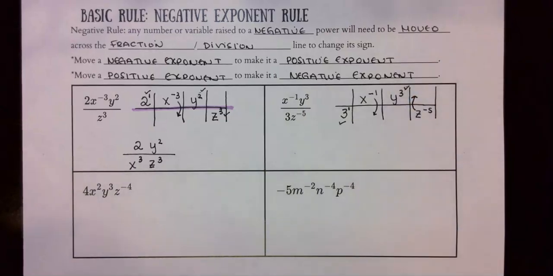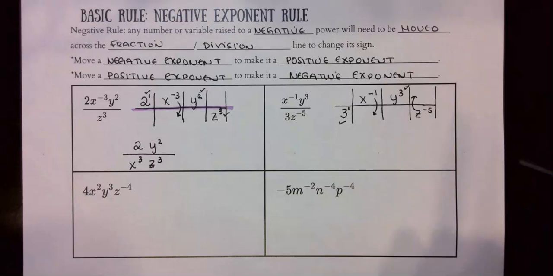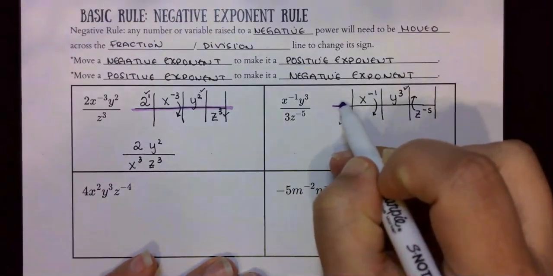So remember, it doesn't matter if it moves to the bottom or the top. If you have to move something with a negative exponent, the sign is going to change. So this one we're moving down, this one we're moving up, but as long as we cross this division or this fraction line, it's going to cause that change.